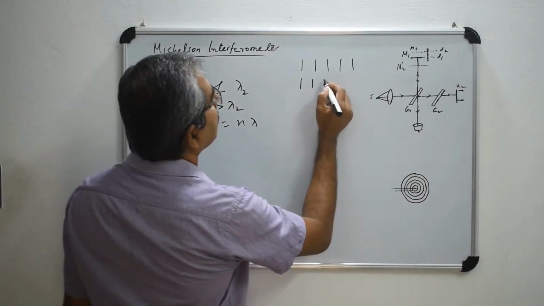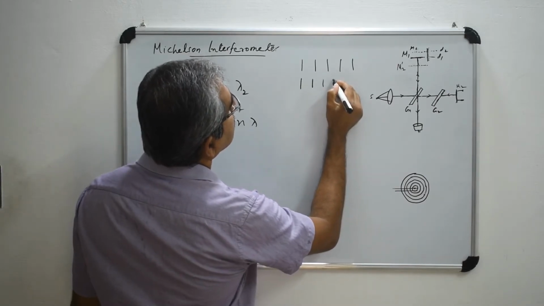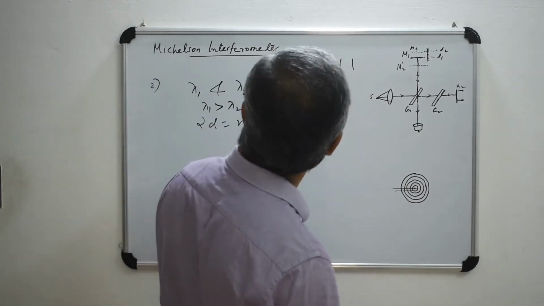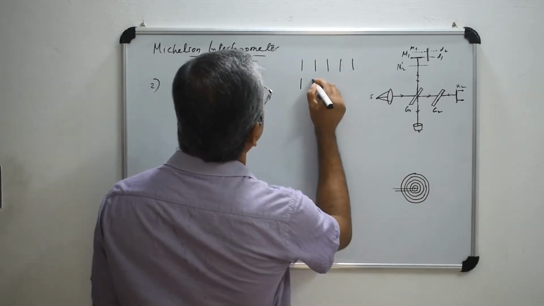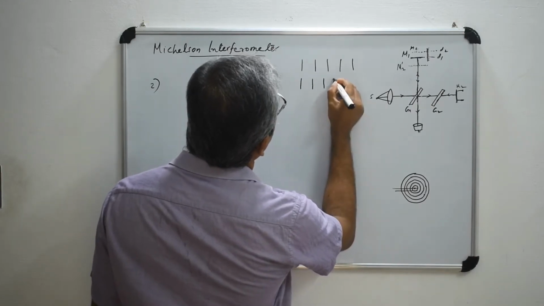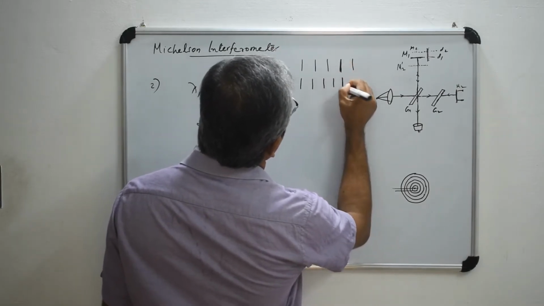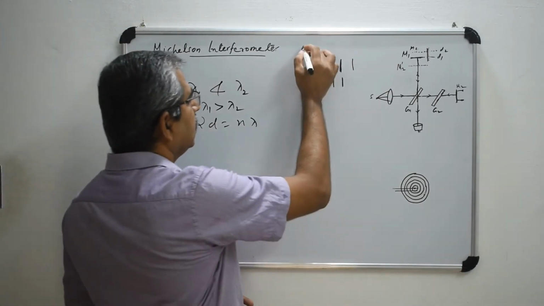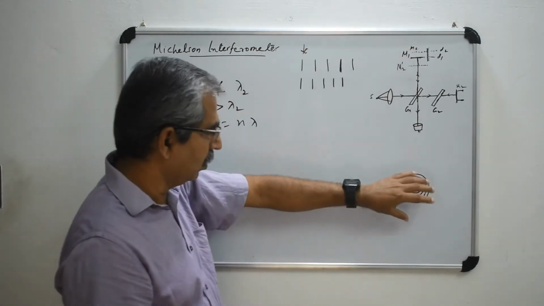Now where will you get the third one? The third one will be somewhere here. Now this is the fourth one, and this is the fifth one. Like this one, then you have another one, and then you have another one. So maybe this one will coincide. So these two lines will be coinciding. That means initially the two lines are coinciding. Now you have a fringe system.